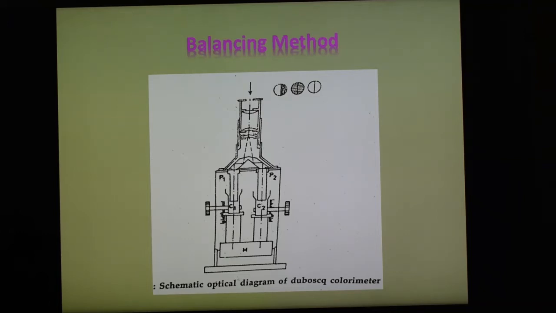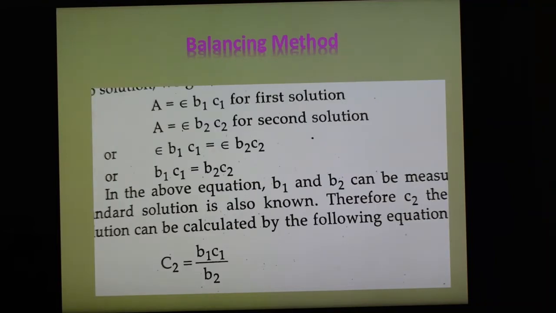A third method is the balancing method, for which the Duboscq colorimeter shown in this figure can be used. The intensity of the color of the unknown and that of the standard is compared in the two tubes. The height of the solution in one tube can be adjusted in such a way that when the tubes are viewed vertically downward, the intensity of the color of the two solutions is equal. Since the concentration of the solution in one tube is known, that in the other can be calculated with the help of the Beer-Lambert law. In the next slide, the Beer-Lambert law is shown.